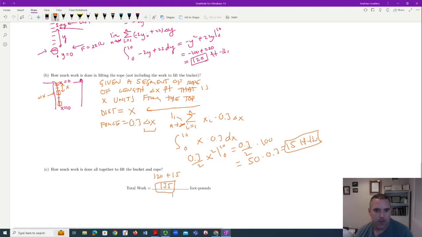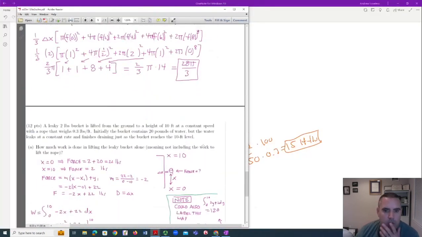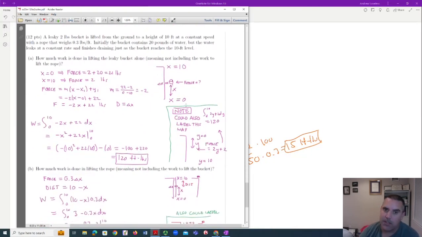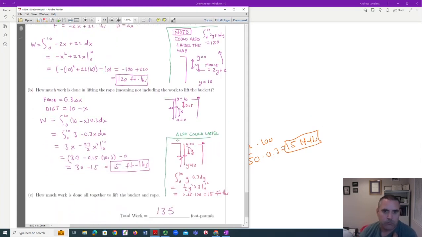Let's see how we did there. 120 foot-pounds. Here you can see I labeled the bottom with an x and the top with a 10. I also gave one where I labeled the top 0 and the bottom 10. They look a little different. One has a formula negative 2x plus 22. The other one has a formula of 2y plus 2. It just depends on how we're counting, but they both give 120.